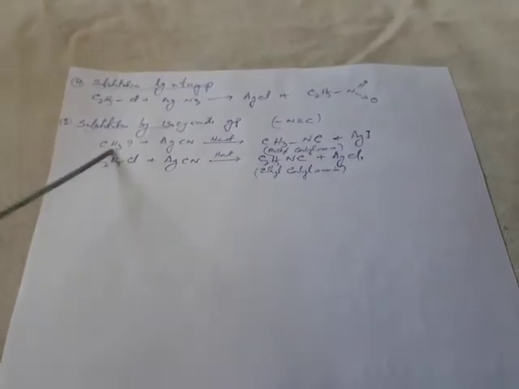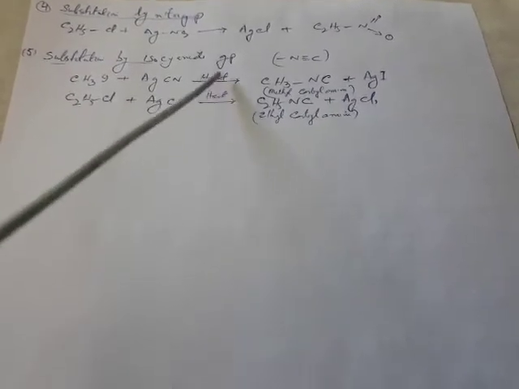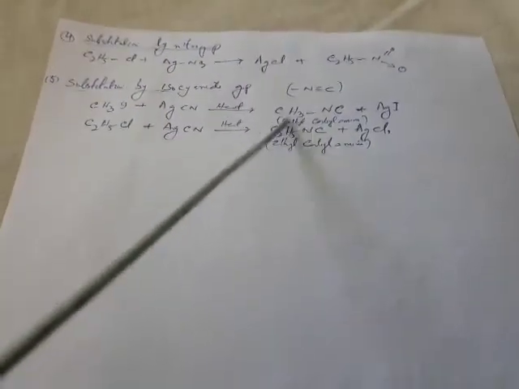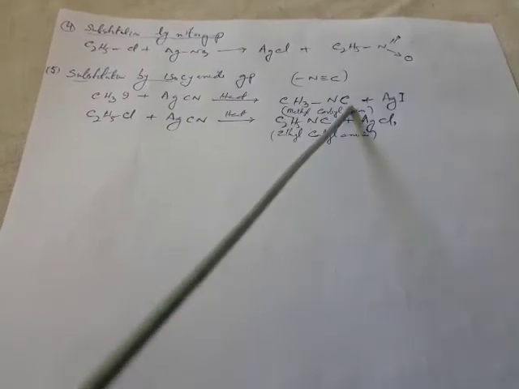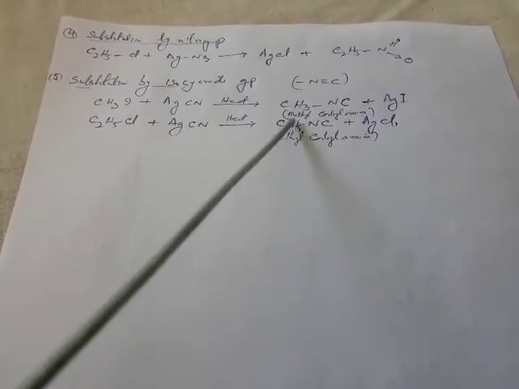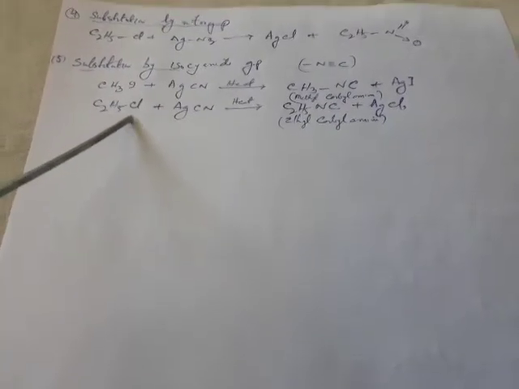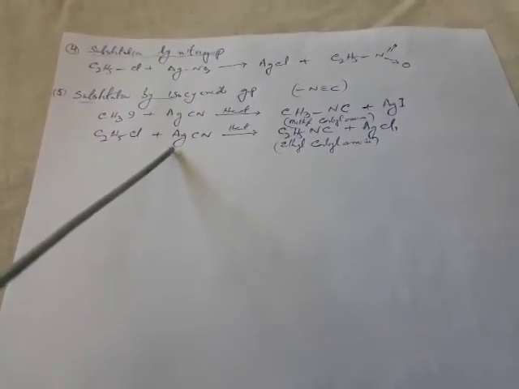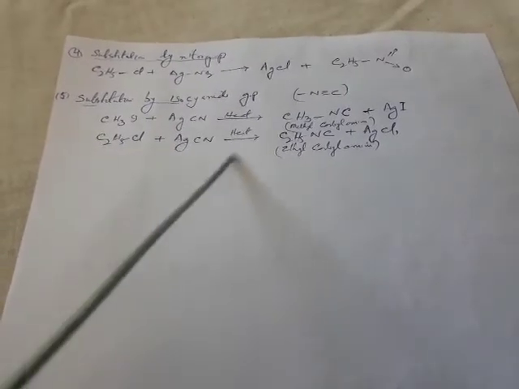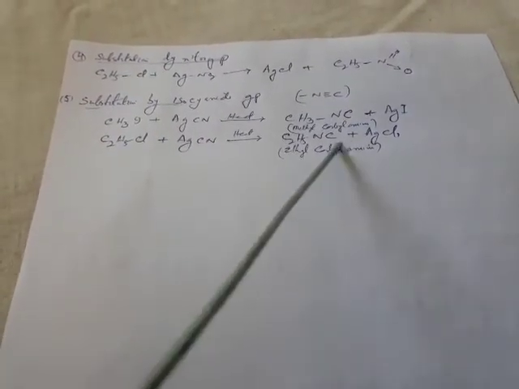Here you see methyl iodide, when treated with silver cyanide on strong heating, at a high temperature, we get methyl carbylamine, or methyl isocyanide, plus silver iodide. Similarly, ethyl chloride, when treated with silver cyanide, gives ethyl carbylamine, or ethyl isocyanide, plus silver chloride.